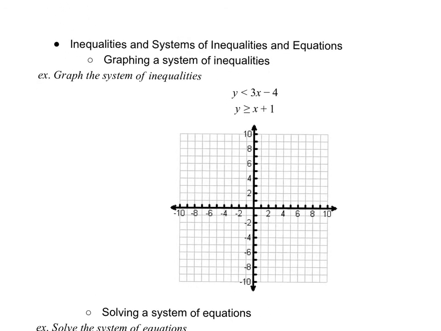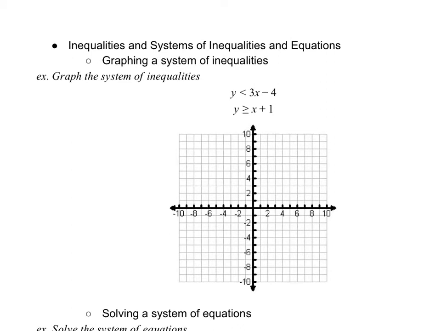Next, we're going to talk about some systems of inequalities and regular inequalities. So the first thing we want to do is graph a system of inequalities. And we can use Desmos to help us create our system. So first we start with y less than 3x minus 4. So I always start by graphing my y-intercept, which in this case is at -4. Then I'm going to apply the slope, which is +3 over 1.